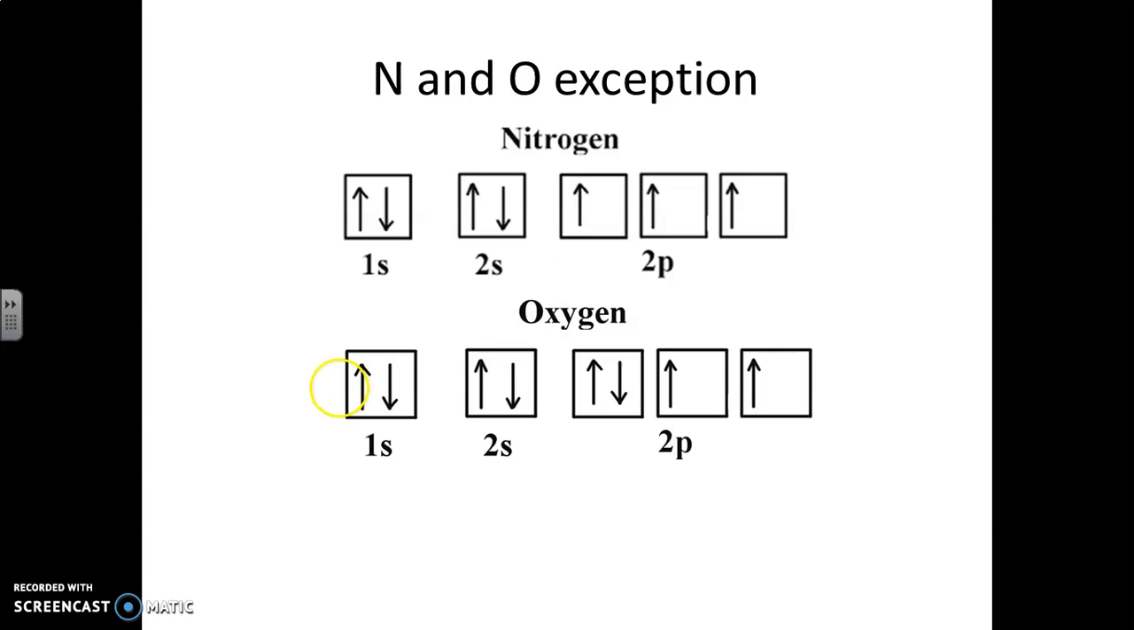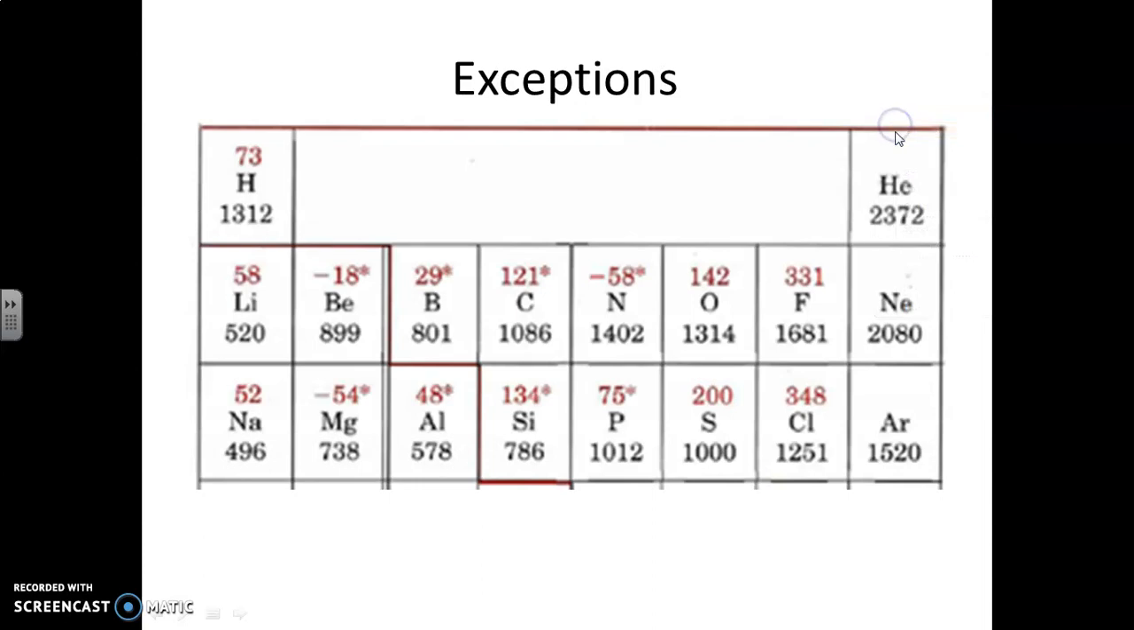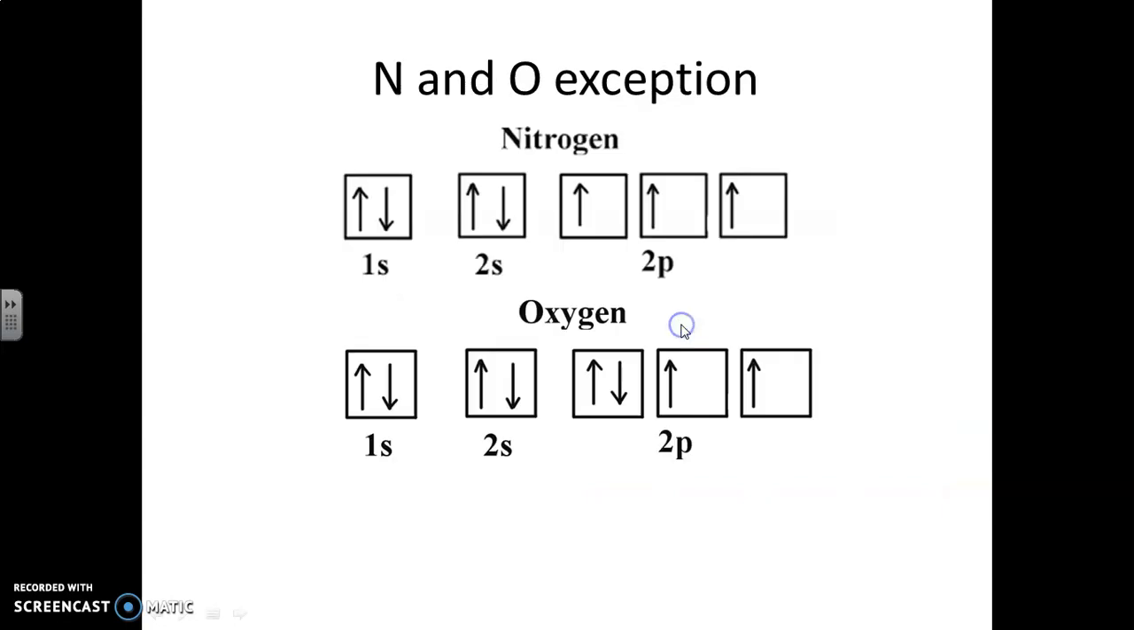So the next exception is the N and O exception. If we go back to the previous slide with the ionization energies, you'll see with N and O it's going up, and then between N and O it goes down. So why is that? Let's try to explain that now.